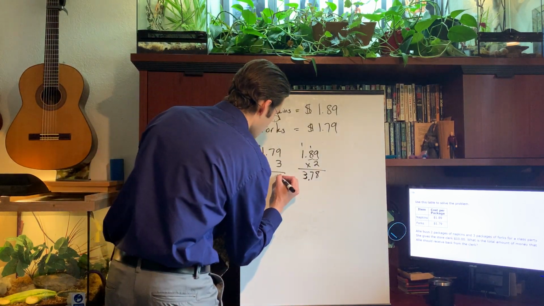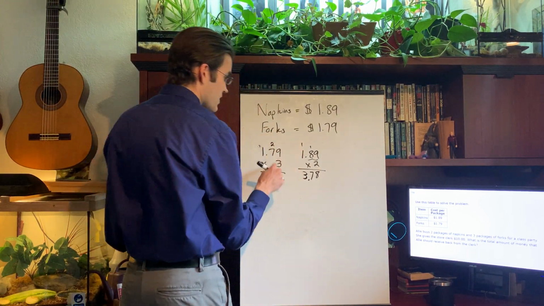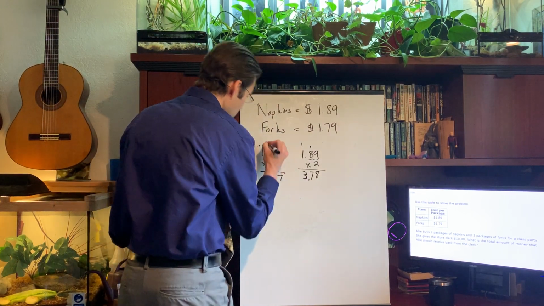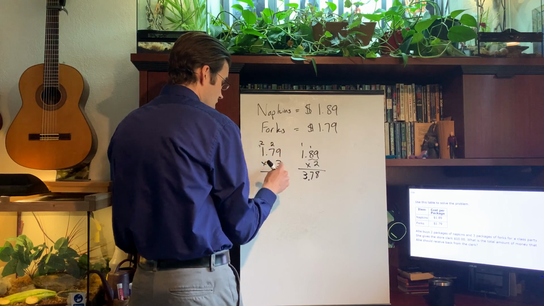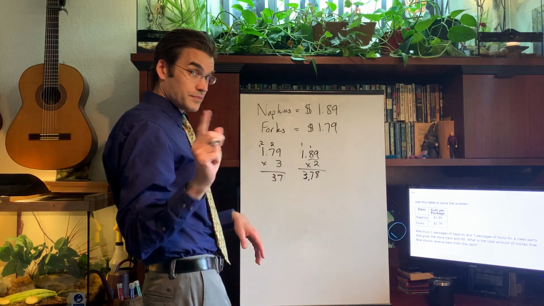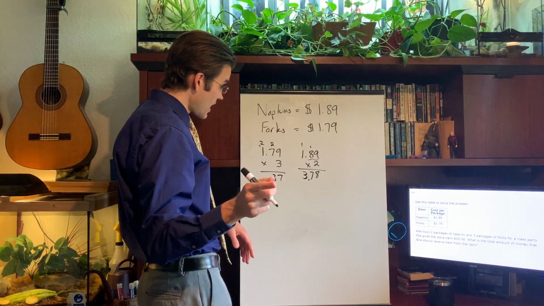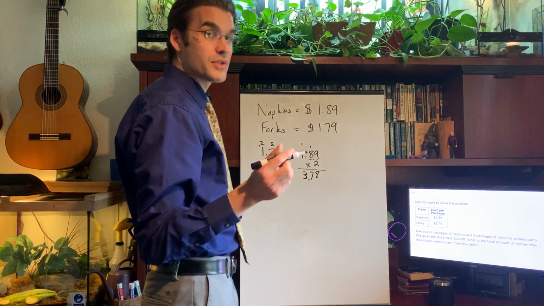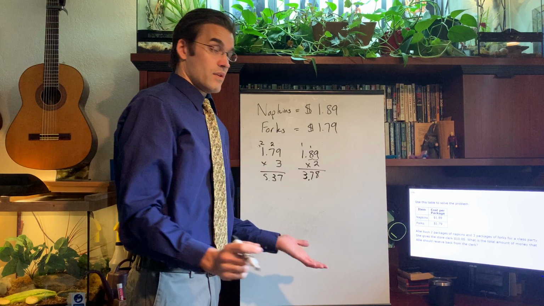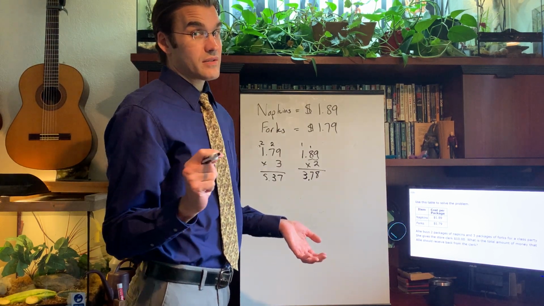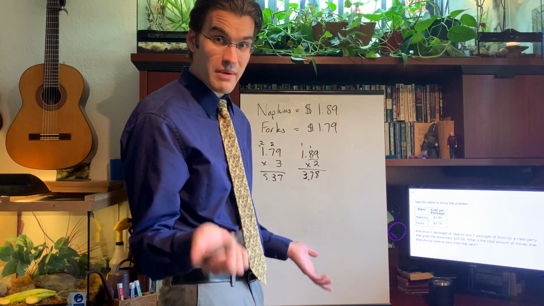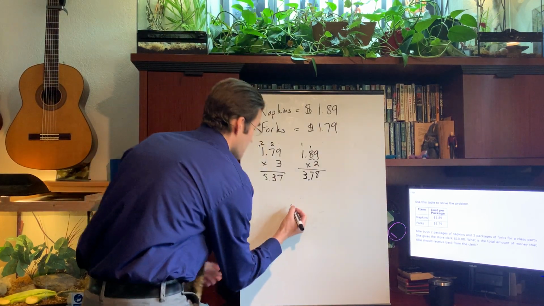Okay, now let's do this one. 3 times 9, 27. 3 times 7, 21 plus 2. 3 times 1 plus 2 is 5. $5.37. Now, you know what we have to do next? Yes, we have to add them, because we want to see how much we get back, right? So let's add them together.